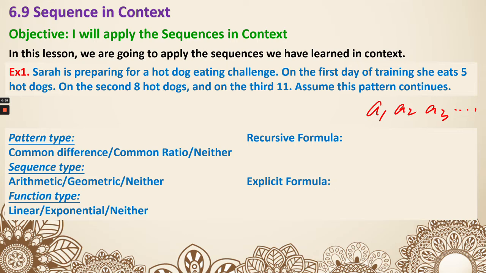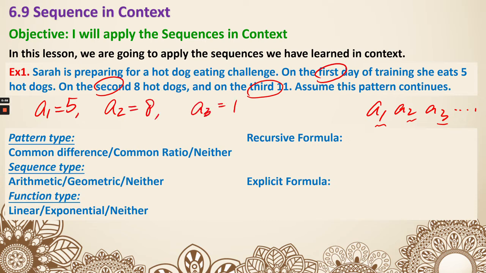So of course, we're going to need some kind of information that provides us with a sub 1, 2, and 3. And in this question, it does. First day, second day, and third day. So that means our first day is basically our a sub 1, which is 5. Our second day is basically our a sub 2, which is 8. And a sub 3 is the third day, which is 11.